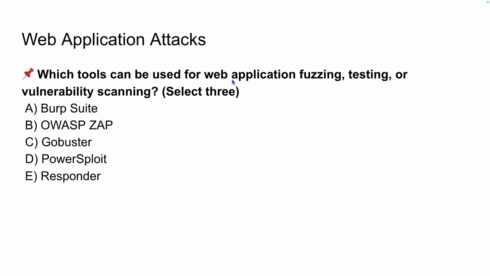Which tools can be used for web application fuzzing, testing, or vulnerability scanning? So three tools here. Burp Suite for sure. OWASP ZAP, yes. GoBuster for web application fuzzing, testing, or vulnerability scanning. PowerSploit, Responder. It's definitely A and B. I guess it could be GoBuster. Not really sure. I'm gonna say ABC.